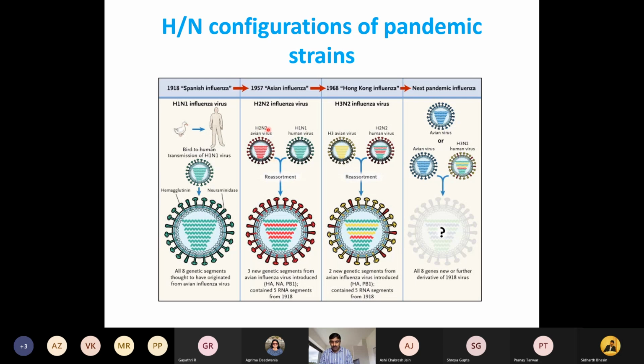Now, this is the H2N2, which is an avian virus, and reassortment happened. Most likely, where did the reassortment happen? In pigs. And what you have here is primarily a green virus, but you have 3 fragments of red, or 3 fragments from the bird virus. Now, what are these 3 fragments? These 3 fragments include hemagglutinin, neuraminidase, and the polymerase. So these are the 3 fragments that were shuffled, and this is the virus that was able to infect and cause a large number of infections, primarily in Asia, and caused about 2 million deaths.